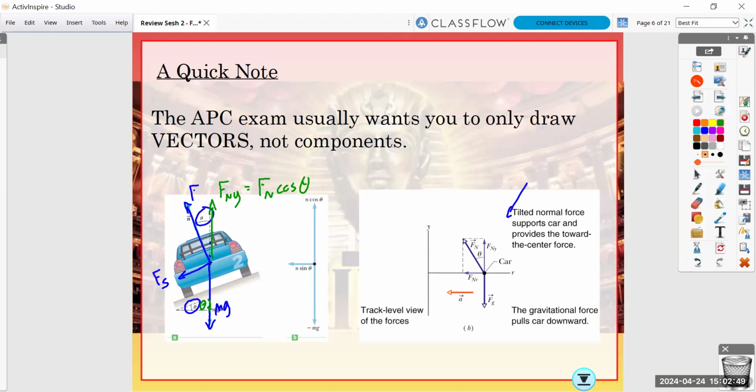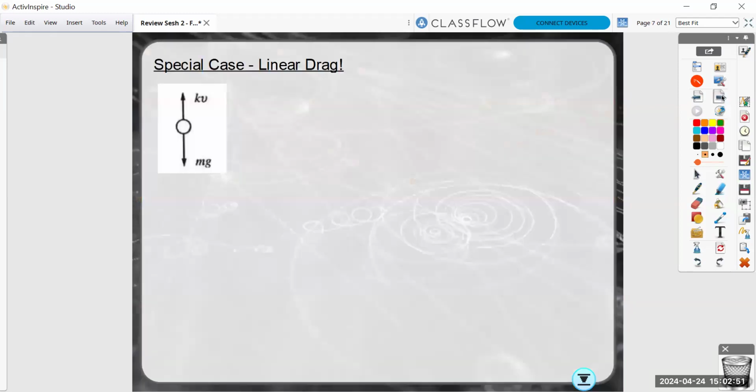Okay. So yeah, draw vectors, not components. All right. Before we get to some examples, there is one special case that we did way early in the year, before some of you knew how to do differential equations, that I want to talk about, which is the case of linear drag. We talked a little bit about this earlier in the year, and sometimes they actually want you to know how to solve it. Mostly they want you to know the general behavior and what it looks like.